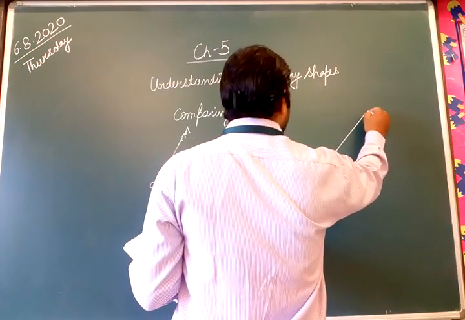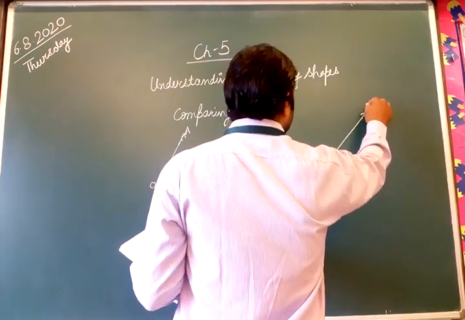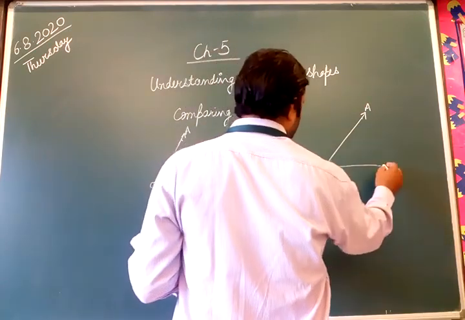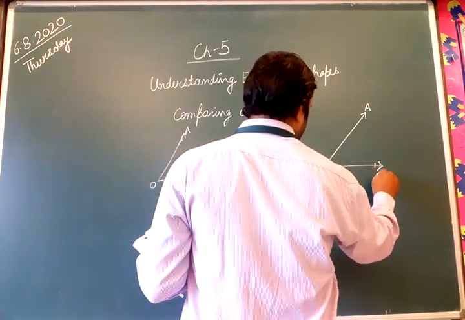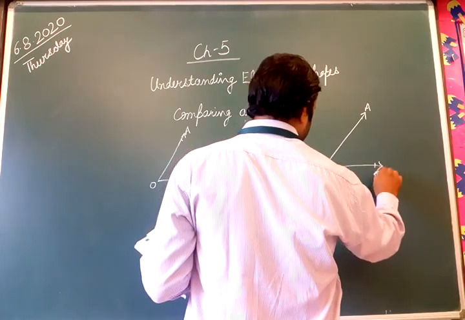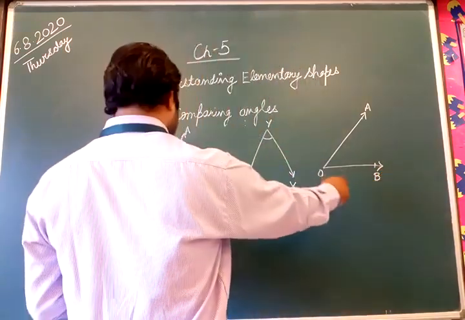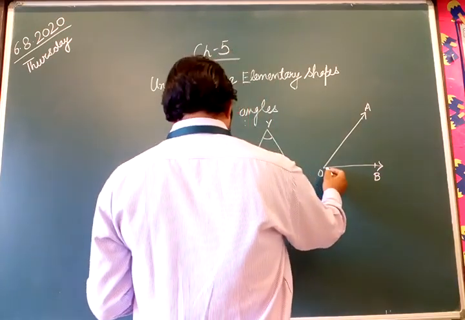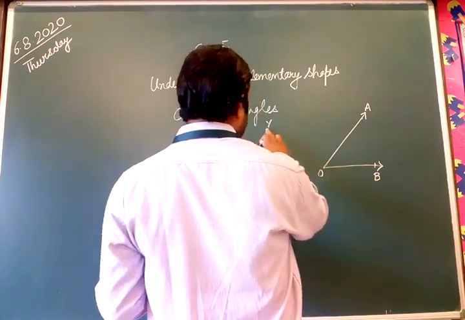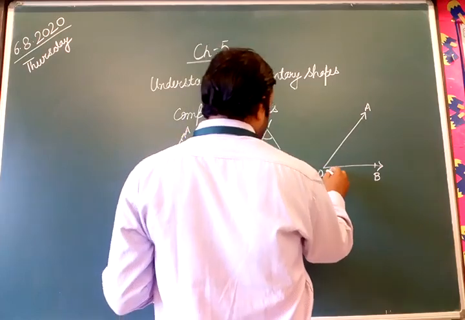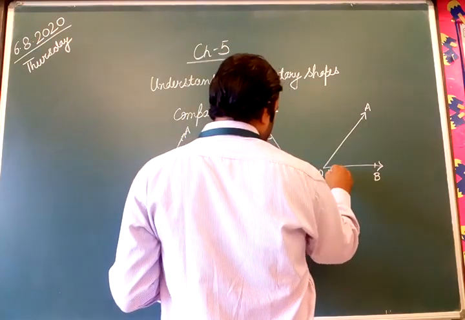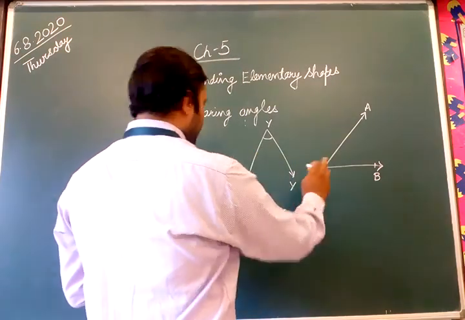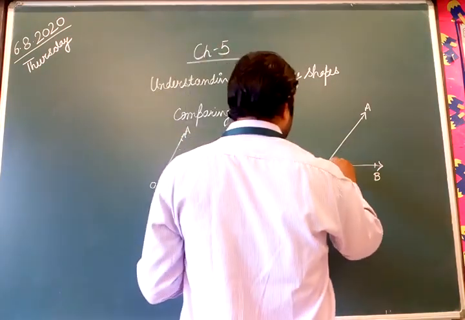This is your angle AOB, and you have to overlap this angle. How can you overlap it? Y falls on O. So I will write in the shaded portion. This angle will be in the shaded portion like this.